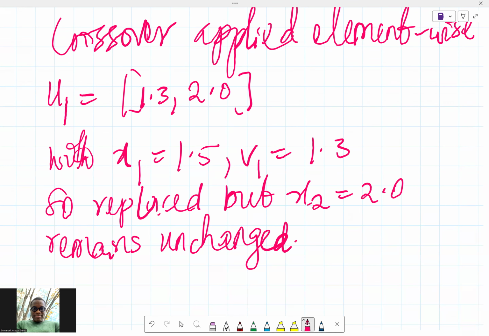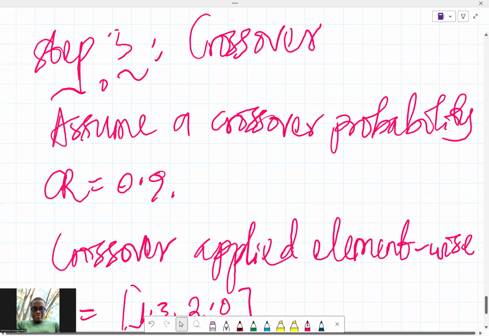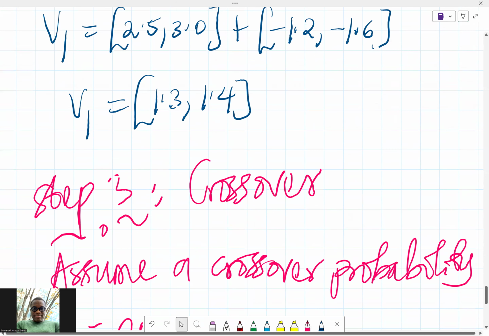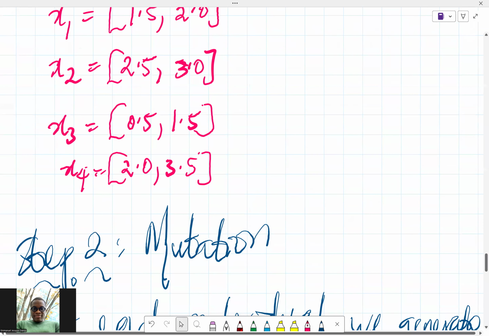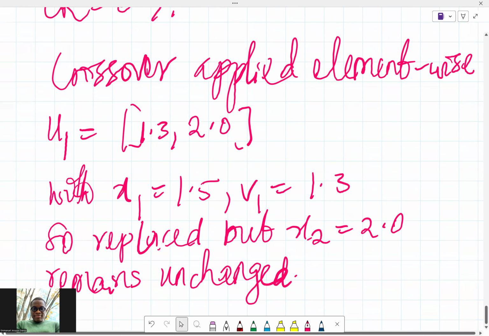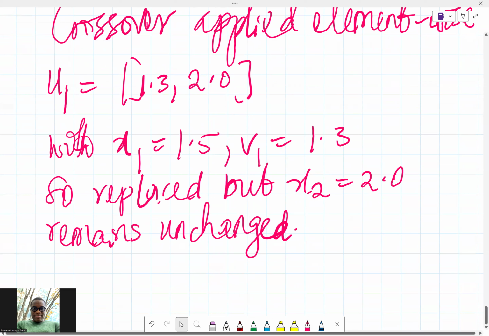Okay, so we're talking about x1, which before was 1.5 and 2.0. But what has happened here is that the 1.0 is now, with x1 equals 1.5 and v1 is 1.3. So we replace, but x2 remains 2.0. Okay, that's for x1, x2 like this.